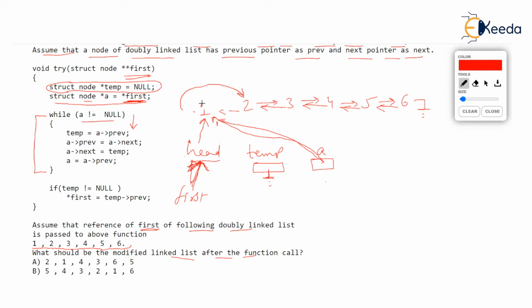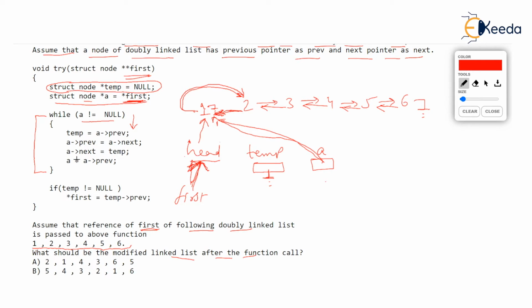Okay, let me check this. Next of 1 will be null. But previous of 2 is still pointing. Previous of 2 we have not changed. And we have previous of 1 pointing at 2. Okay, a arrow next equal to temp, done.